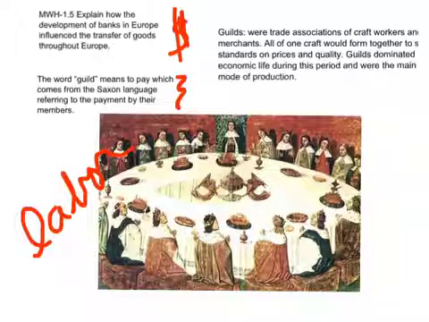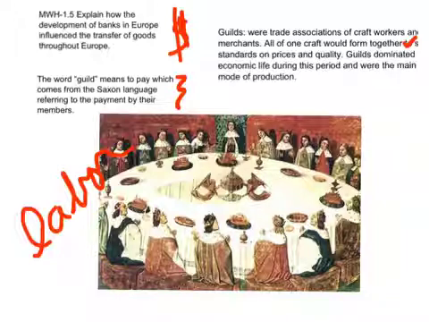Now these were also very important. They were trade associations of craft workers and merchants. Now we're talking about different types of workers: wheelwrights, glass makers, wine makers, tailors, druggists, are some of the workers that would join guilds. All of one guild would form together to set standards of price and quality. So a certain price that they wanted to sell their goods, and what type of quality would be required to keep the standard to have the price.